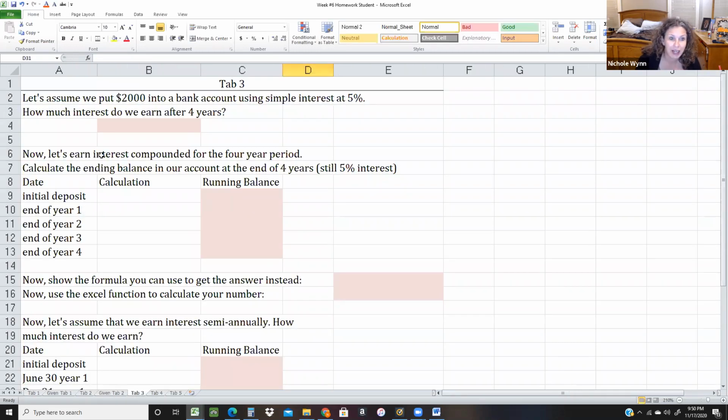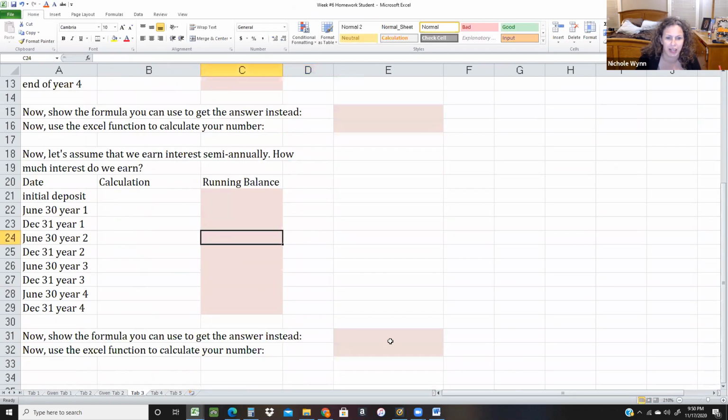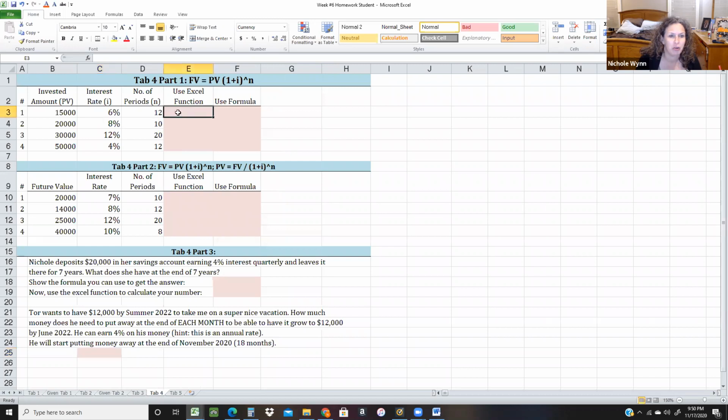For tab 3, let's assume we put 2,000 in a bank using simple interest, and then you're going to do, so this is like the first page of the notes. You're going to put all of your answers in the pretty pink cells. Here, you are going to use the Excel function to find the future value. Same thing here, you're going to find the present value. You can use the Excel function, and then you can also use the formula. So here, I'll do this one for you.